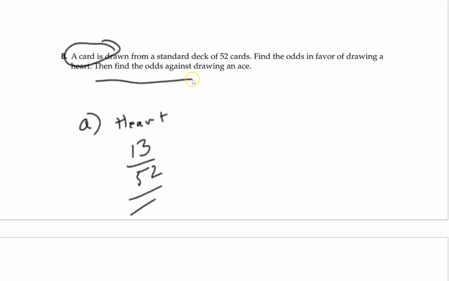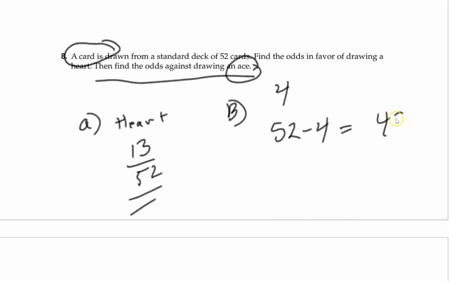Now look at this one. This is what I want to do. So odds against drawing an ace. There's 4 aces in a deck. But I don't want those 4 aces. I want against drawing an ace. What's the odds of not getting an ace? Well, there's 52 total. 52 minus the 4 is 48. And there's 52 cards total.